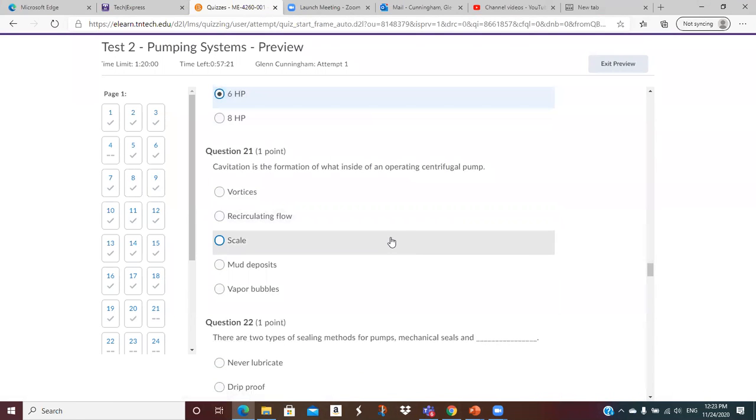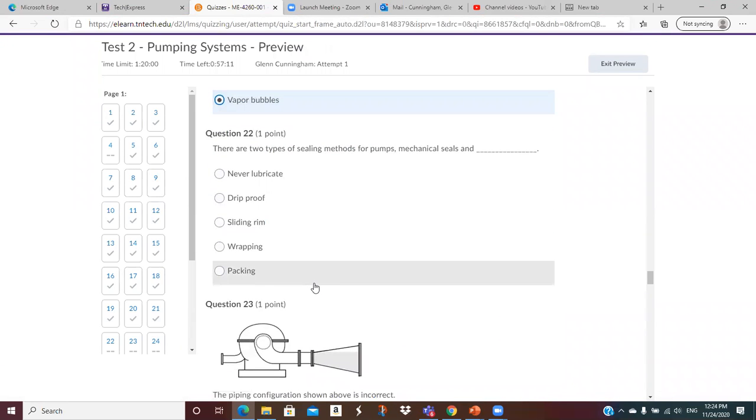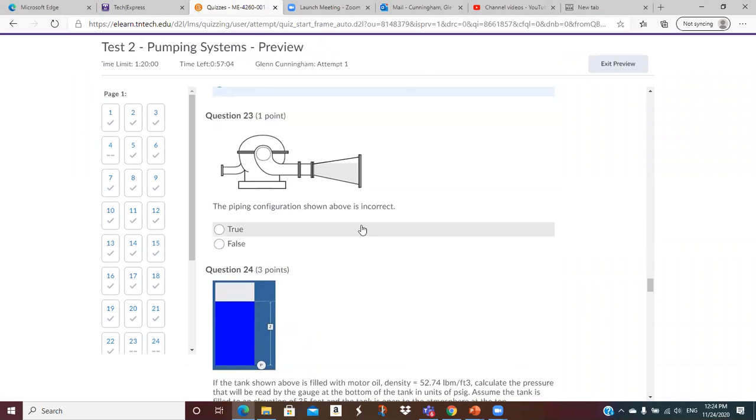Okay. Cavitation is the formation of what inside of an operating centrifugal pump? Vapor bubbles. There are two types of sealing methods for pumps, mechanical and packing. Is this a good arrangement? No, you don't want to have this cavity up here where air can collect. So that's not good.